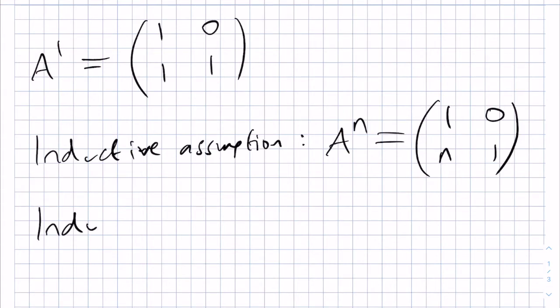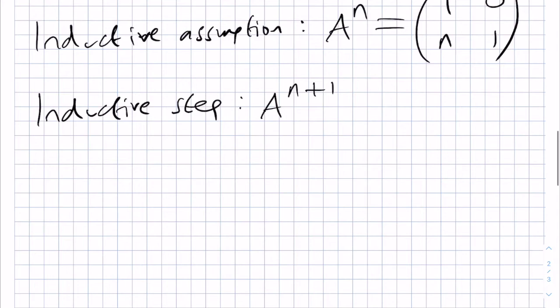So we have this result is true for a particular fixed value of n, and then we do our inductive step, where we look at A to the power of n plus 1, and try and show that it has the required form, i.e. the above here, but instead n is replaced by n plus 1. So how can we compute A to the n plus 1?